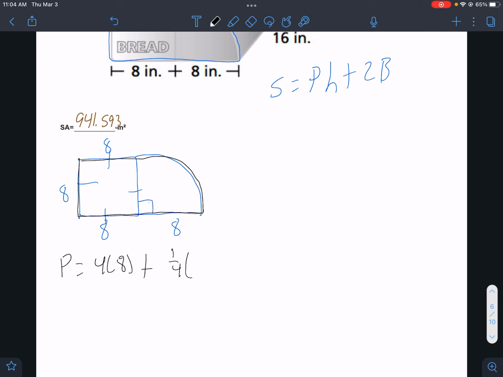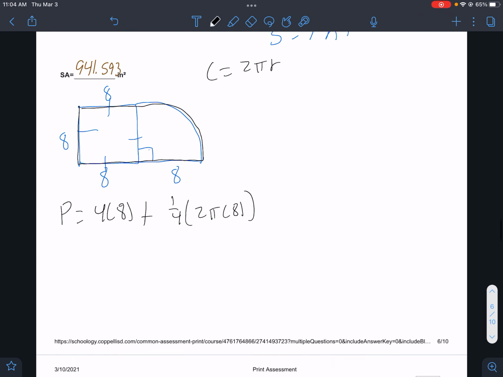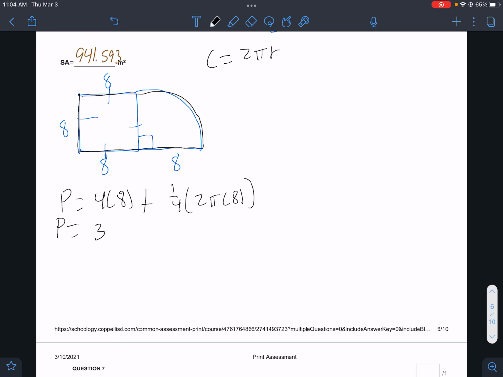And let's write down this formula here. The circumference of a circle is 2 pi r. So we're doing 1/4 of that, 2 pi times 8. So the perimeter is 32 plus 4 pi. This part of the circle is 1/4 the circumference of the whole thing. So the perimeter of my cross section is 32 plus 4 pi.